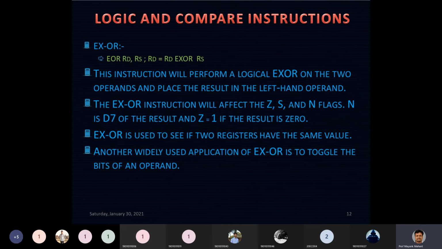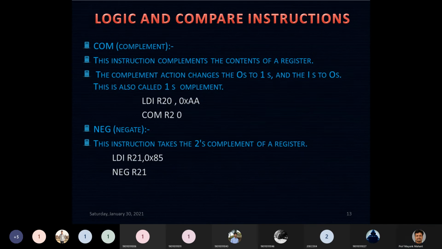Another widely used application of XOR is to toggle the bits of an operand. We will be looking into that in many programs: if we want to toggle the bits, then also we will be using an XOR operation.